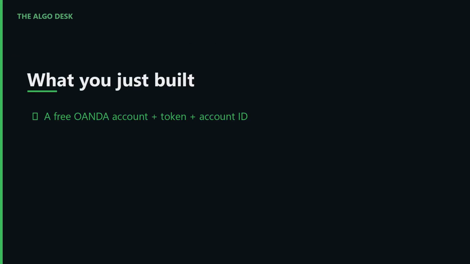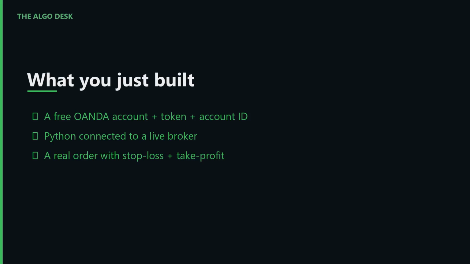And that is the whole thing. You created a free OANDA account, copied out your token and your account ID, connected Python to a live broker, placed a real order with a stop loss and a take profit, confirmed it on your account, and added a safety guard. Those are the actual building blocks that every trading bot is made of. You're not thinking about automated trading anymore, you've done it.